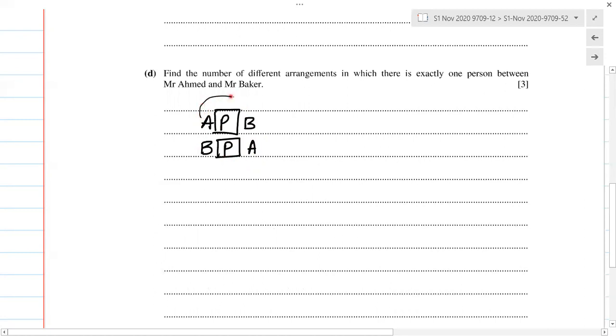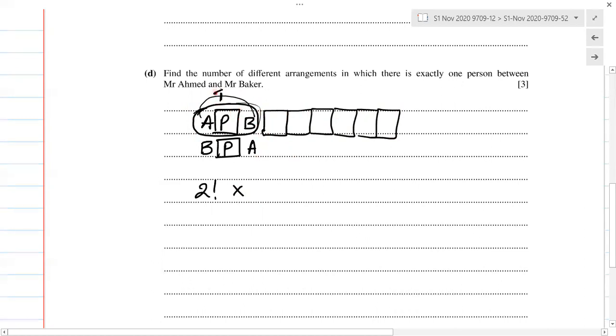So that means still Mr. Ahmed and Mr. Barker can change their positions. So that's still 2 factorial. And then since there always has to be a person between the two, that means these 3 form one block. So we have this as one block now. Since we had 9 people, how many people are remaining now? 9 minus 3, that's 6. So that's 1, 2, 3, 4, 5, 6 people remaining. And remember, this is one block, so that's 2, 3, 4, 5, 6, and 7 blocks. So we have 7 blocks.